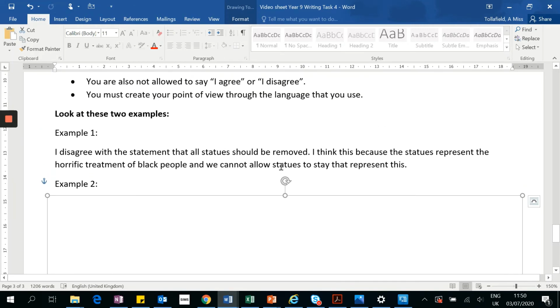Okay, and this first example then says, I disagree with the statement that all statues should be removed. I think this because the statues represent the horrific treatment of Black people, and we cannot allow statues to stay that represent this. Now, whilst the student's opening has a clear point of view, it is not engaging, and there's none of those devices, those methods that we looked at in the first task that impact in this opening. Let's have a look at the second example then.